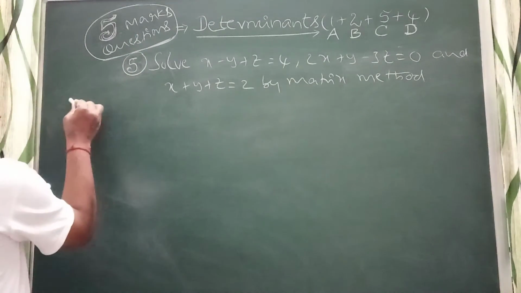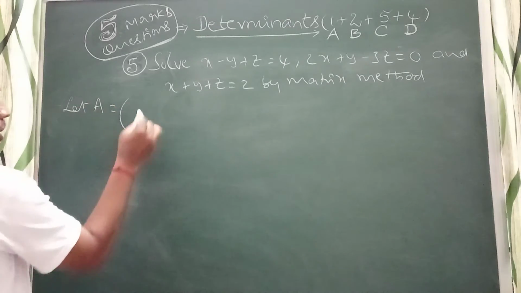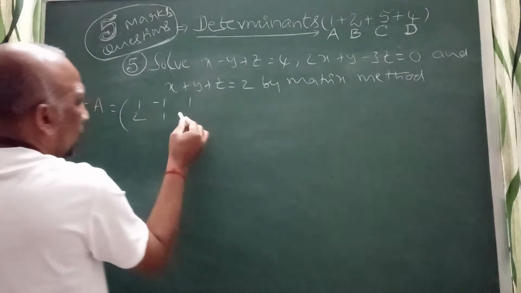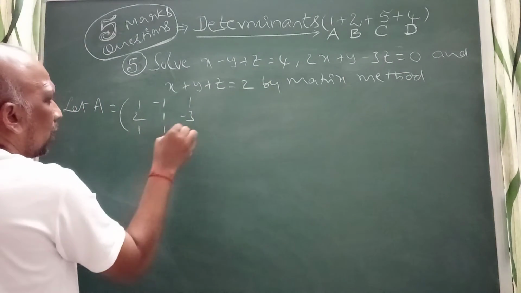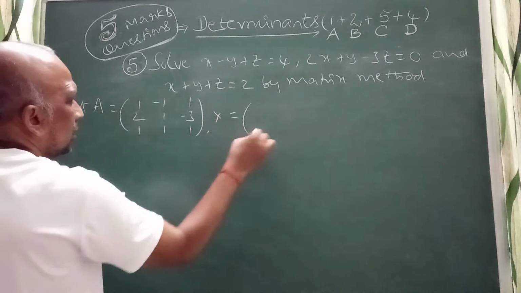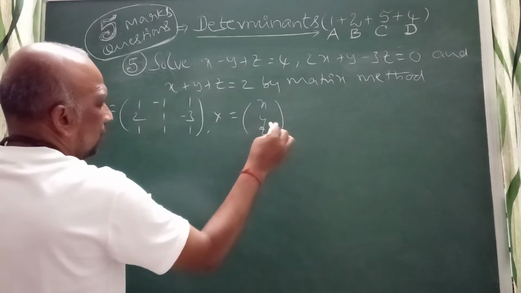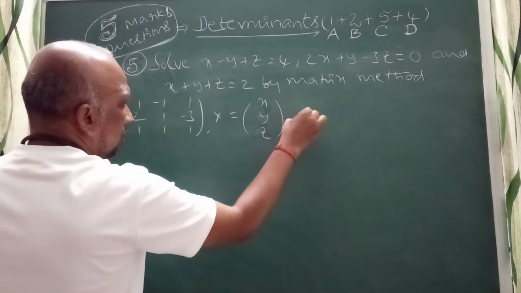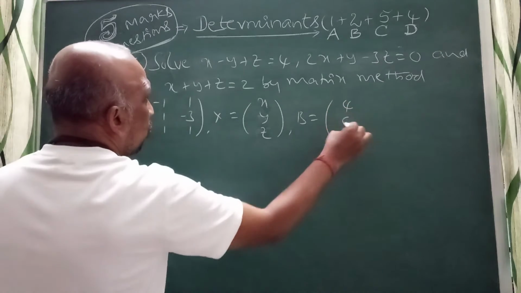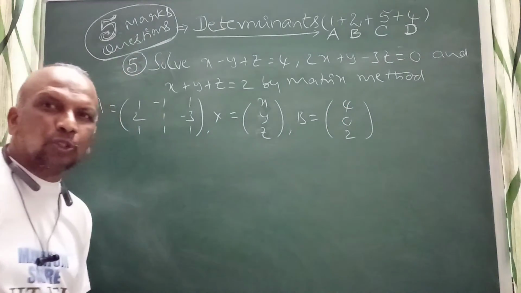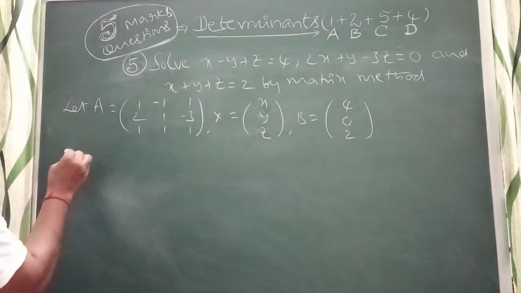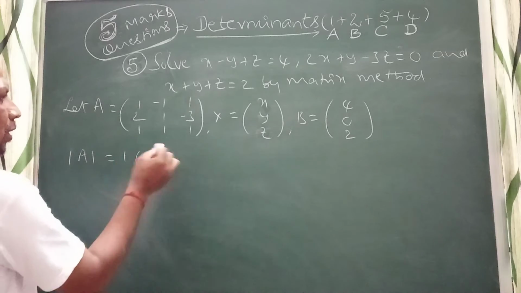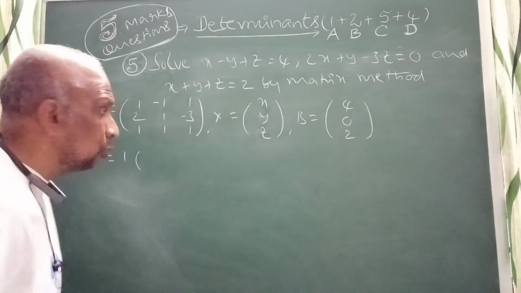Now if I take this one again, I can consider A is equal to 1, minus 1, 1, 2, 1, minus 3 and 1, 1, 1. Again, X is equal to X, Y, Z. These are the variables X, Y, Z. B is equal to 4, 0, 2. Then I should find det A. When I'm finding det A, I can just expand, because determinant you know how to find it.